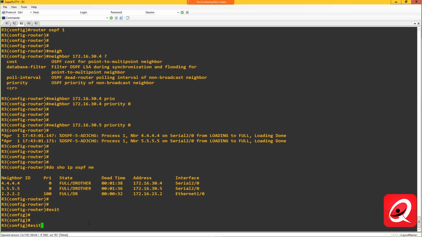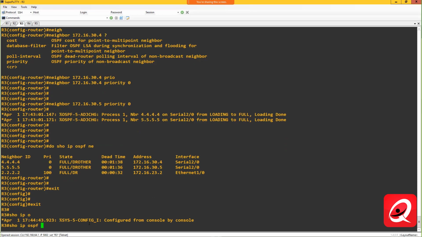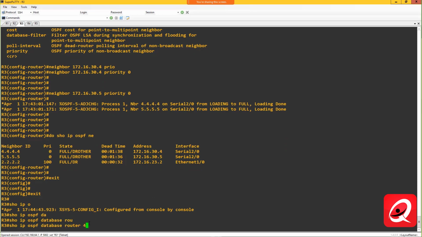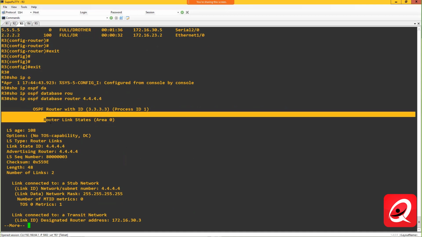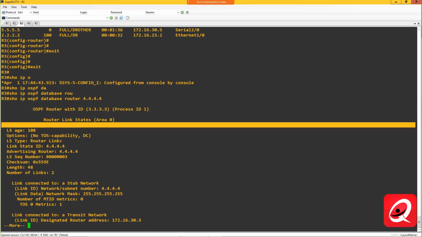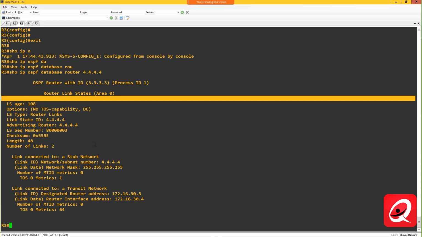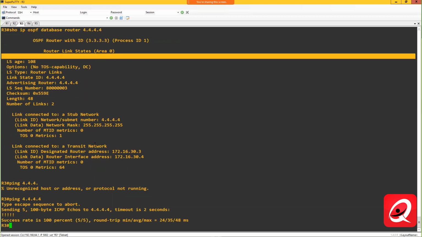So we've got our full adjacency. If I come in here and do a show IP OSPF database router 4.4.4.4, I can see that I am getting my router link states. I don't have any issues with those link states not being usable. So we are able to resolve the tree and identify which node we're going to go to. And if I ping 4.4.4.4, it pings through just fine.